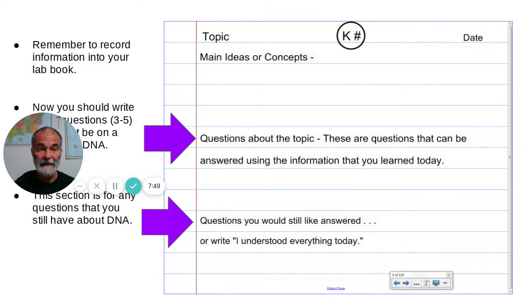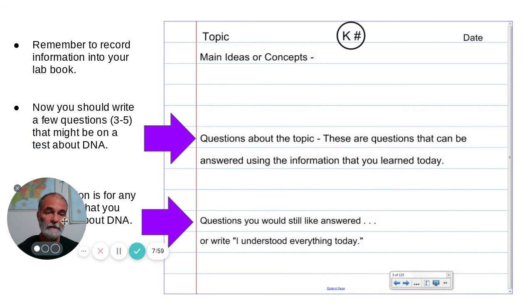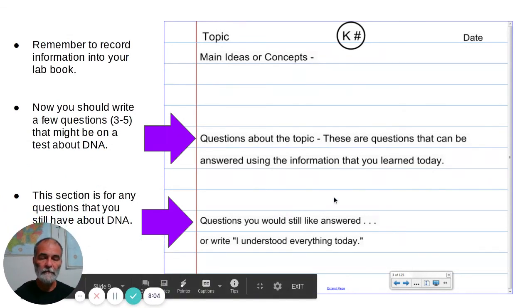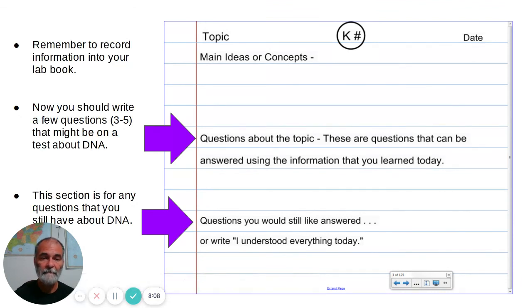So that's a little bit about DNA, about chromosomes, about genes, some of the background information that you need to know when it comes to genetics. Go ahead and write yourself a little quiz, 3 to 5 questions that help you to understand DNA or that you think somebody would need to know about DNA, and have a great day.